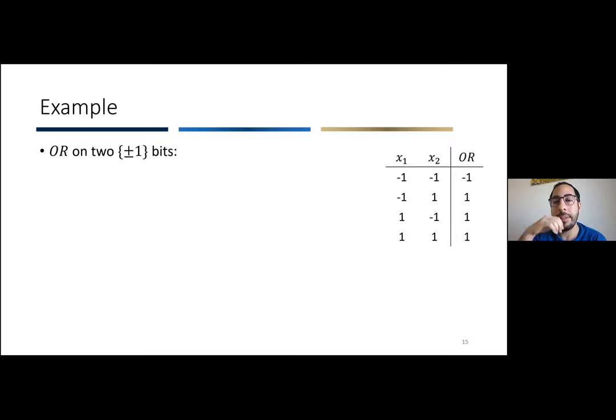Now here's an example. Let's take a look at the OR function on 2 bits. And by 2 bits, I mean the plus one and minus one bits. And you can see the logic table, can you see the logic table?